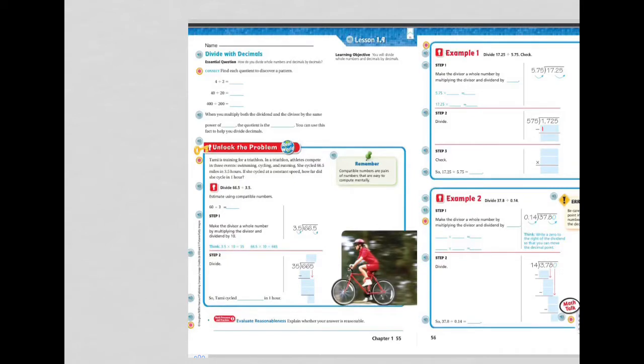Okay, we are doing 1.9, which is with decimals. This means that we're working with both a divisor and a dividend that have decimals. But first, let's look at these examples that they have set up for us at the front.